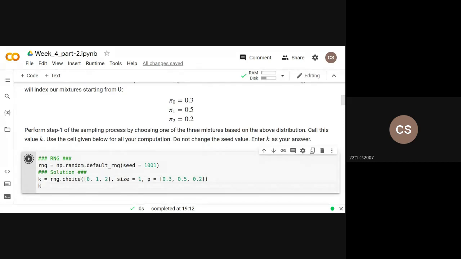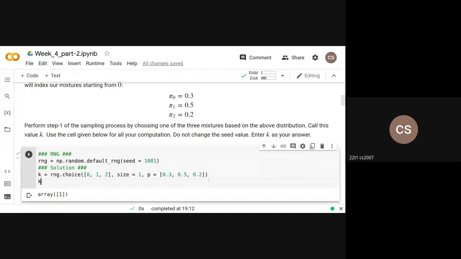So the K value I get is 1. It comes as an array, so I'll just take the 0th element so that it's just a number.